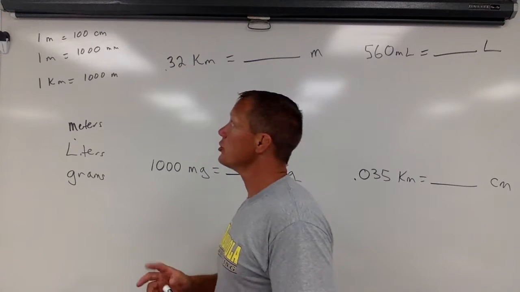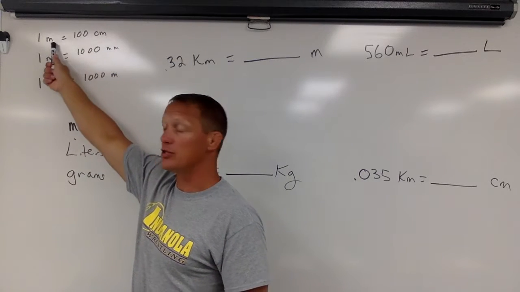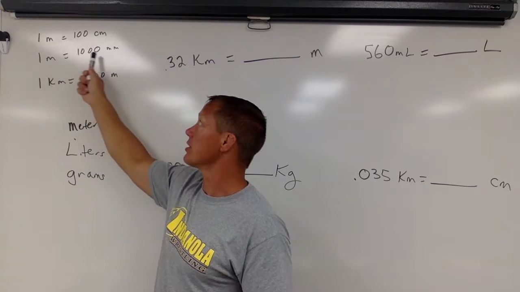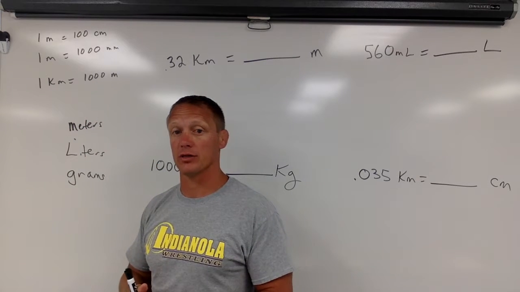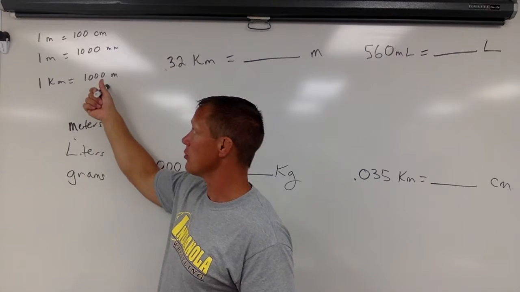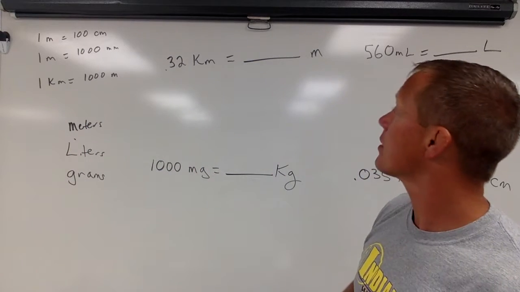So the conversions you should know. You should know how many centimeters are in the base unit. Centi means 100. How many millimeters are in the base unit? There's 1,000 millimeters in a meter. And how many base units are in a kilometer? There's 1,000 meters in a kilometer. Same thing with liters. You should know that there's 1,000 liters in a kiloliter. Those conversions you need to just know.